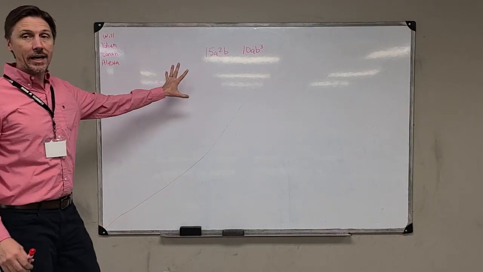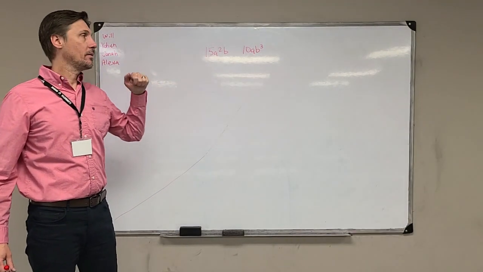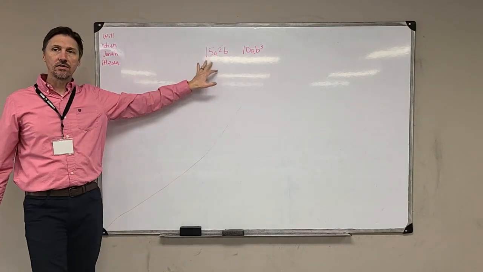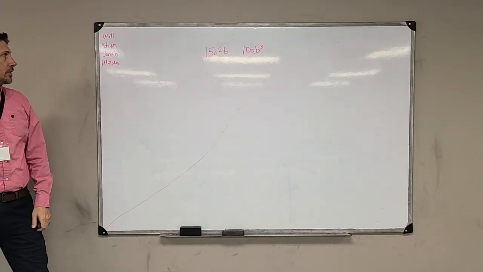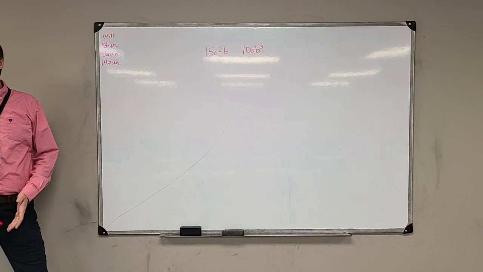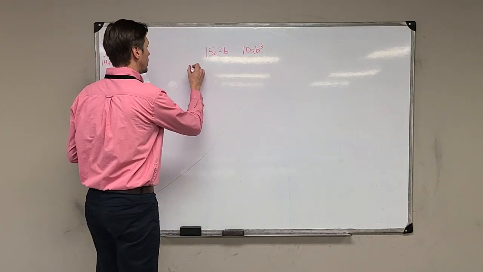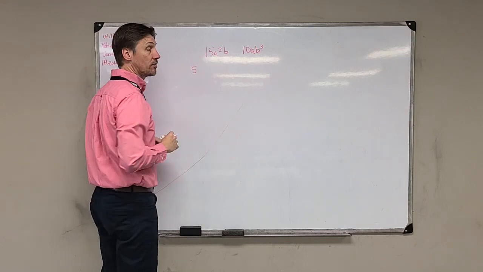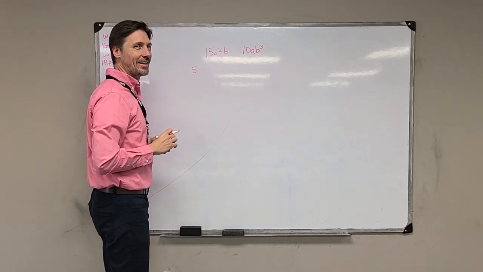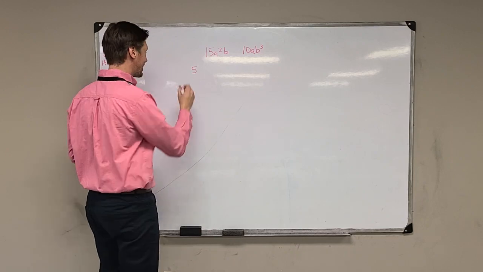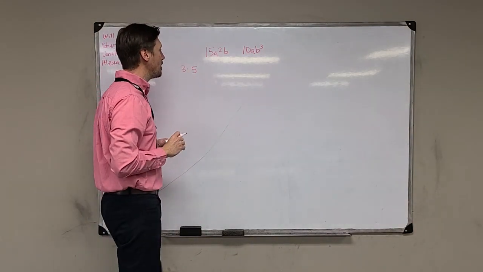So let's break these guys down into prime factors. All right? What would my prime factors be for 15a squared b? Somebody not on the board want to take a stab at it? 5 times 5 times... wait, no, I'm sorry, that's wrong. What's 5 times 3? Yeah, so I'm going to put the 3 in the front. 3 times 5, all right?